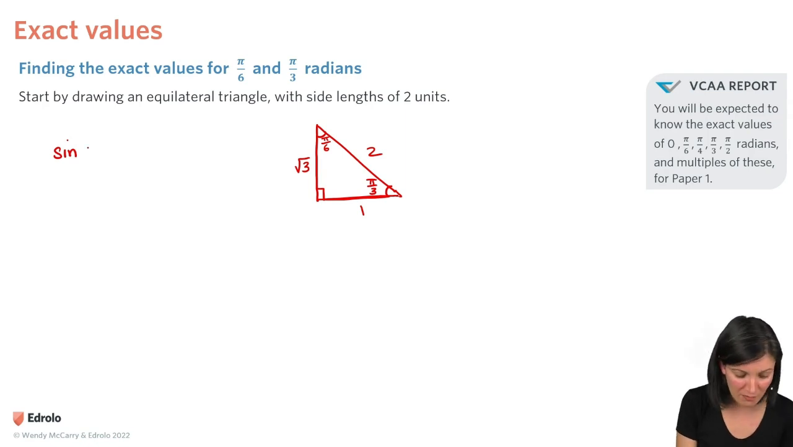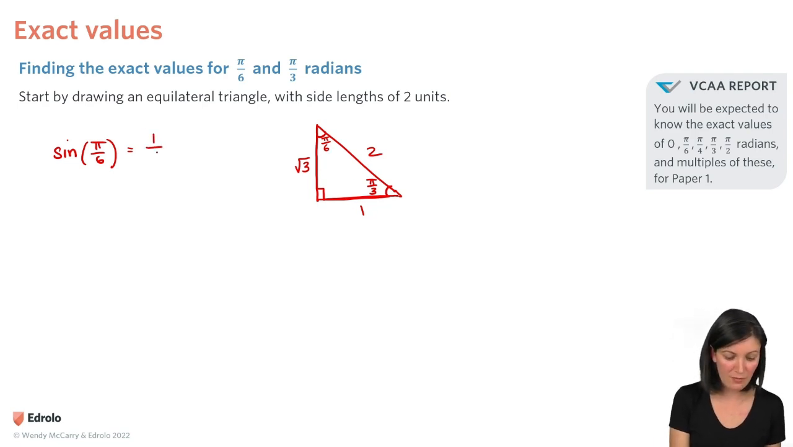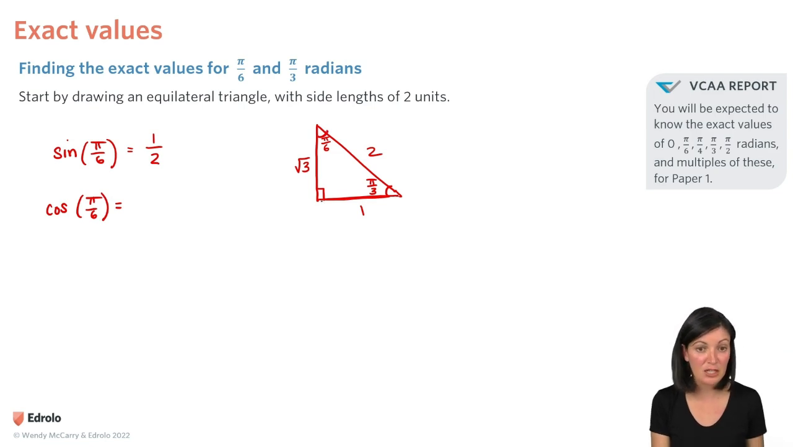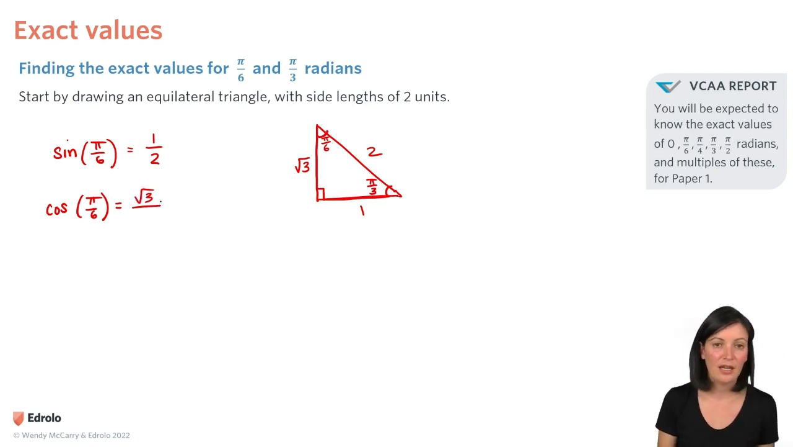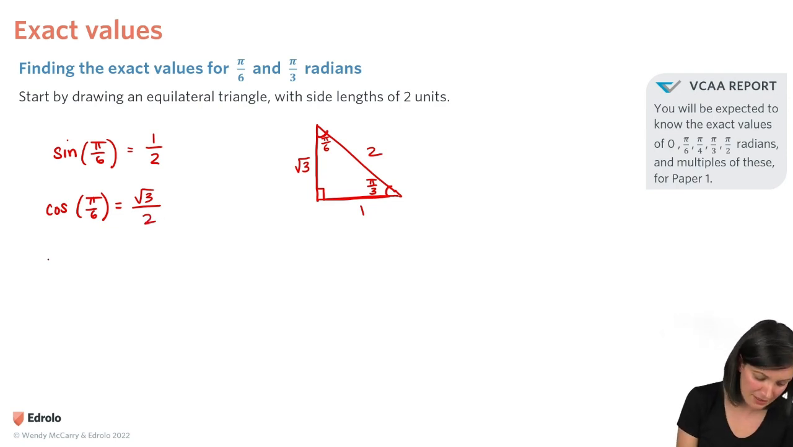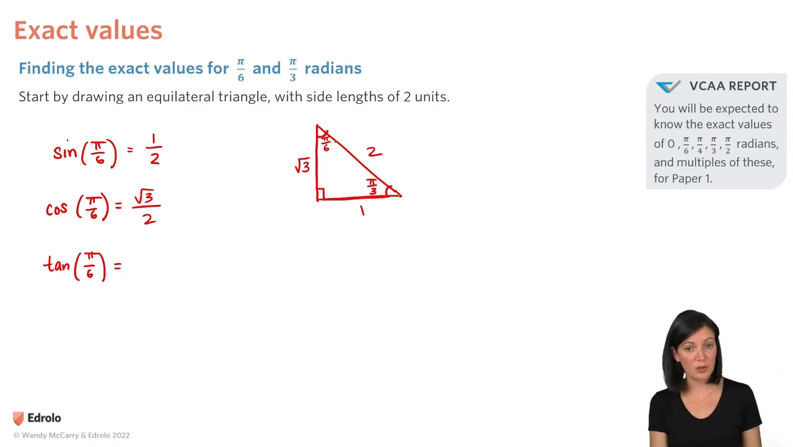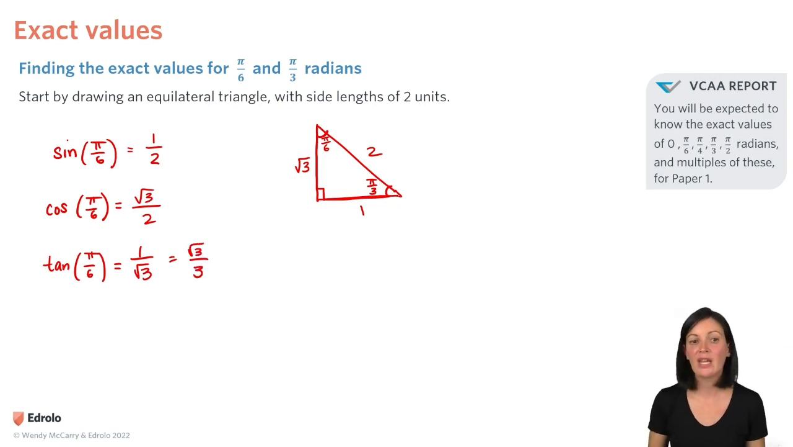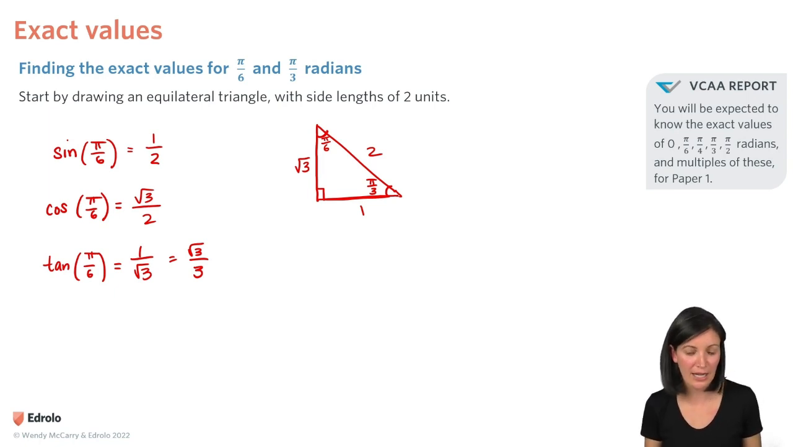Let's start with the sine of pi on 6. That is the opposite, which would be 1, over the hypotenuse, which is 2, so a half. The cos of pi on 6: looking at pi on 6, the adjacent side is now root 3, and the hypotenuse is 2. And the tan of pi on 6 would be equal to the opposite over the adjacent. The opposite is 1, the adjacent is root 3, and again, you'll often see this written as root 3 over 3.